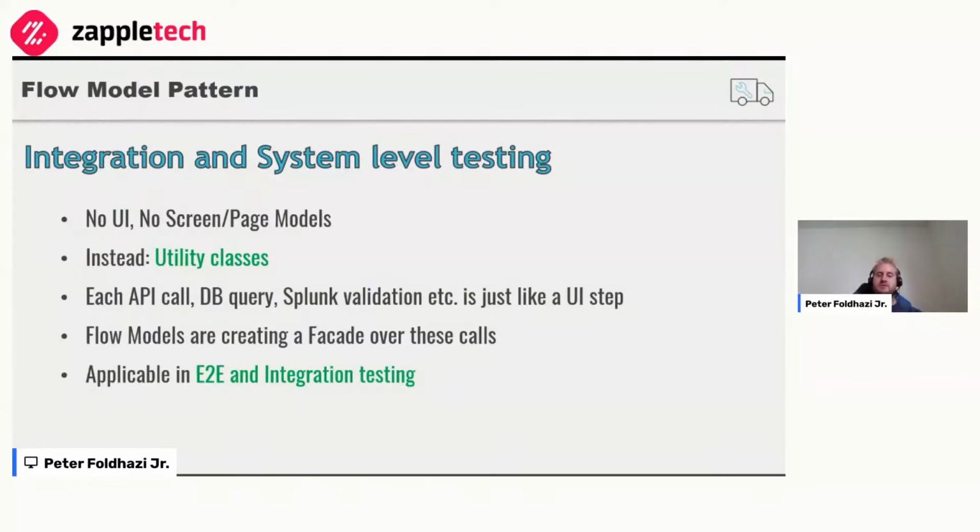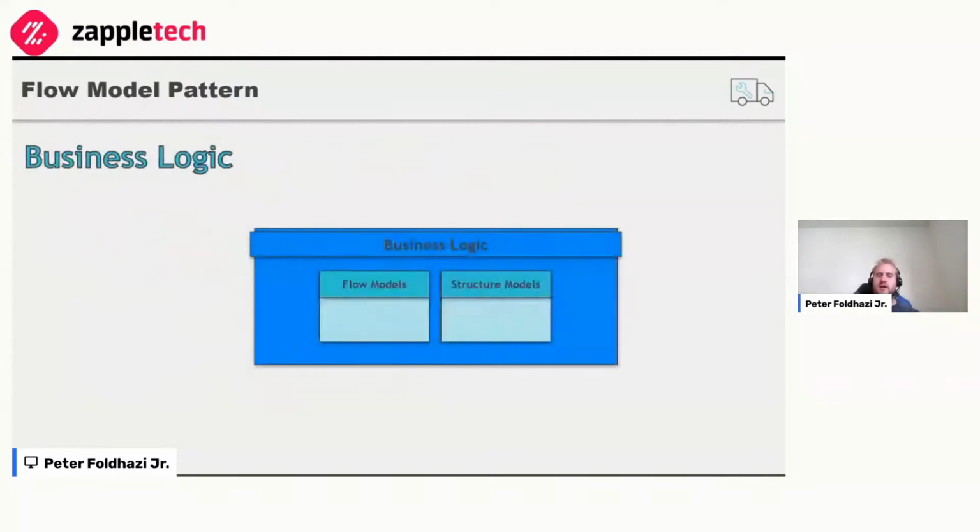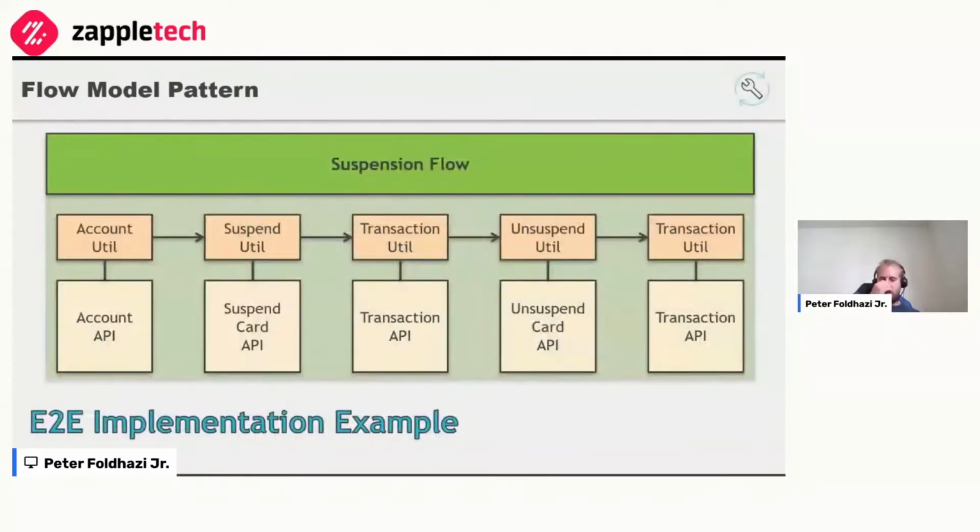So what am I going to do here? I'm going to make a little bit of change of how the flow model looks. Previously, we had flow models and structure models, right? We had these structure models because we had a graphical user interface to interact with. But if you don't have a graphical user interface, but you do have APIs to interact with, then you should have utility classes where you describe how you can interact with those APIs. So let me give you one example.